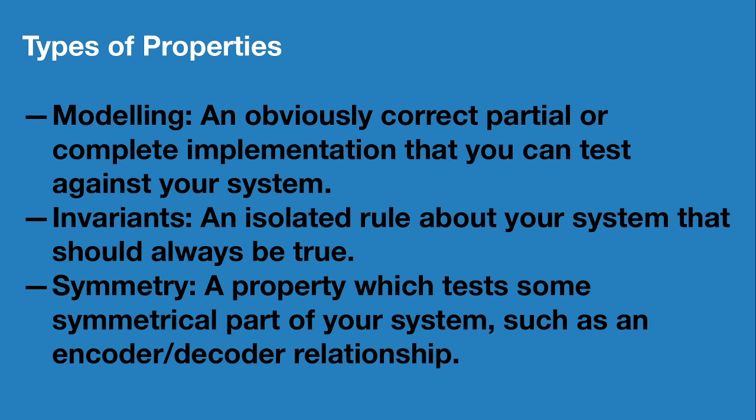And then one last property is a symmetrical property, which tests a symmetrical part of your system, such as an encode-decode relationship. Or for instance, for the reverse function, if you ran that function twice, you would expect to get the same thing as what you put into it. So anytime there's a bit of symmetry, that lends room for another type of property.